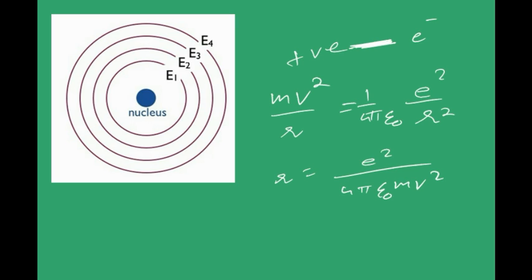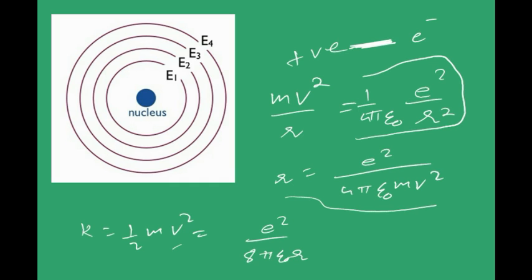Now, if the electron has a velocity v, then the kinetic energy of it will be half m v square, right? So from this equation, you can get what v square is. If you put that value here, you are going to get e square by 8 pi epsilon naught r. This will be the kinetic energy in terms of radius.